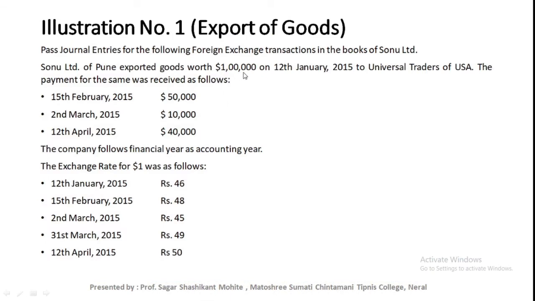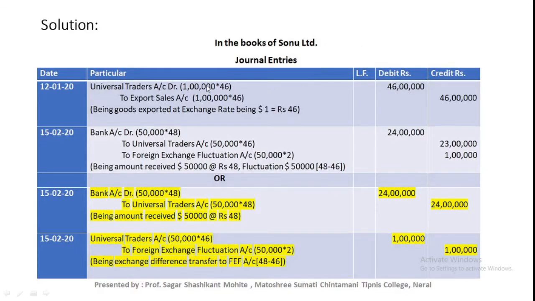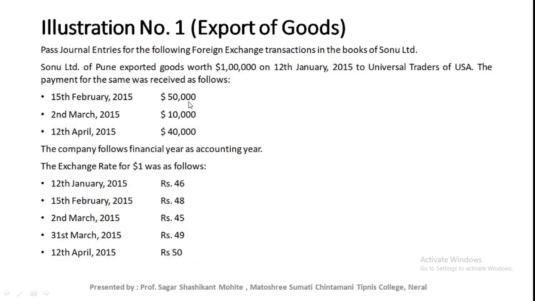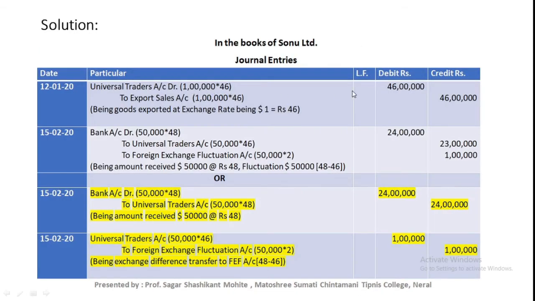Okay, this is foreign currency, that is US dollar 1 lakh. Sony Limited sold the goods for $1 lakh to Universal Trader of USA. While transferring the entry, we need to mention it in rupees. On the date of sale, the rate of exchange was 46 per US dollar. That means $1 is equal to rupees 46. Therefore, for $1 lakh, the amount will be 1 lakh into 46 is equal to 46 lakh. Mention the narration being goods exported.